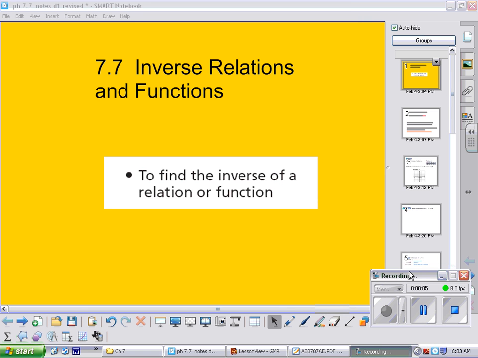Today we're going to talk about inverse relations and functions, okay? Be able to find the inverse of a relation or a function. You'll be able to do that in an equation and in a graph. So by the end of the day, that's what you'll be able to do. So we need to define some of these terms to get started, okay?